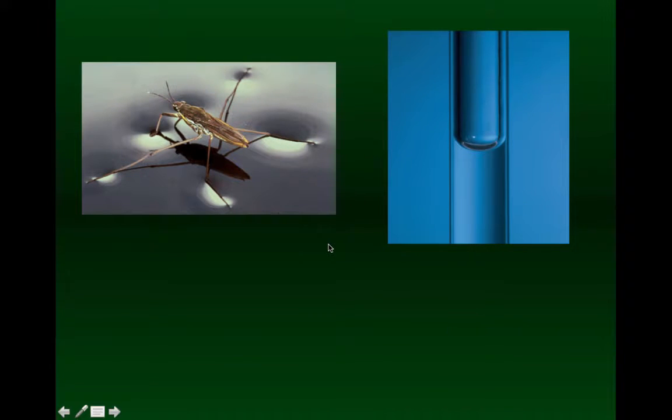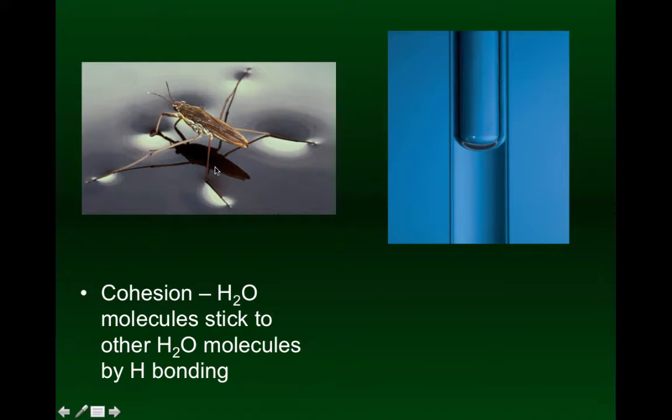Right? So cohesion produces properties in water like surface tension I mentioned a second ago, where this water strider can actually walk on the surface of the water. You see its legs actually pushing in on the surface. It's got a mass to it, so it's exerting a force on the surface of that water, but not enough force to actually break through, because water has this cohesive property. The water molecules stick together, and that keeps the water strider on the surface of the water.